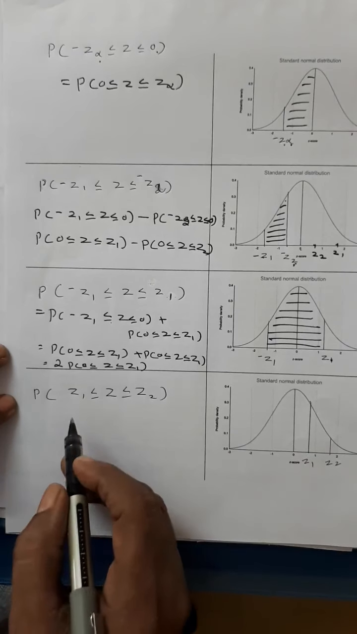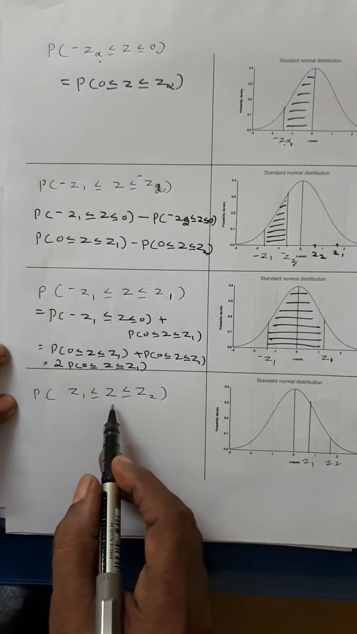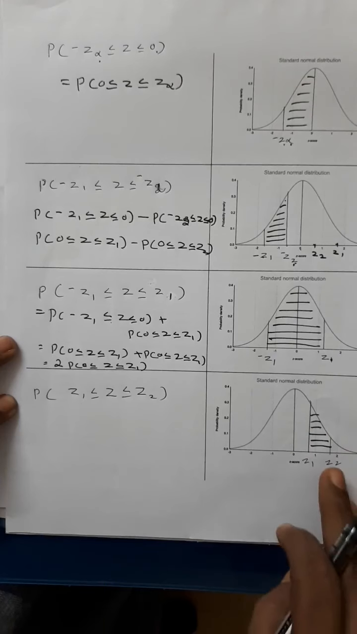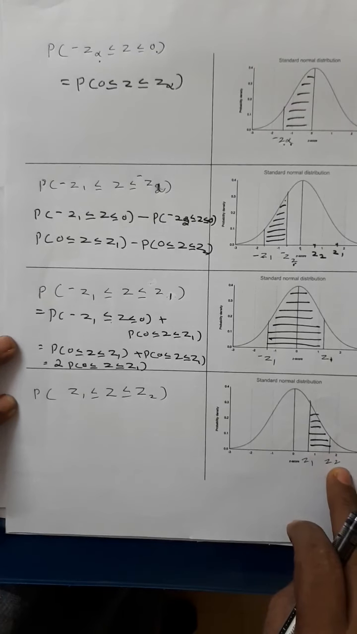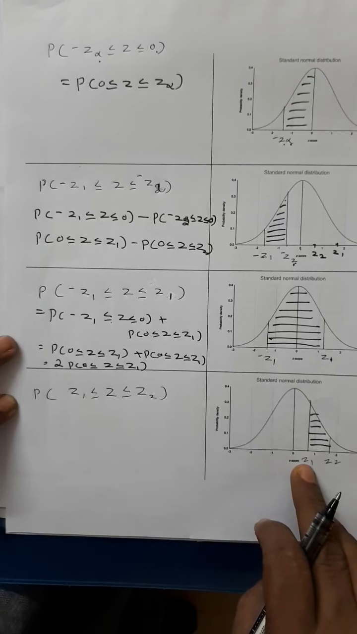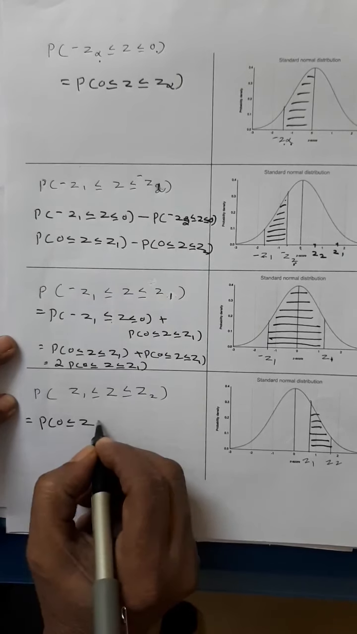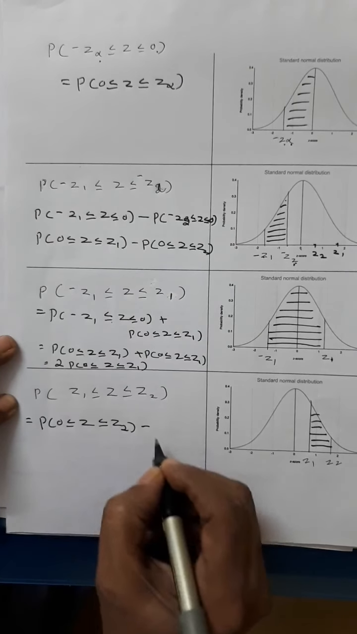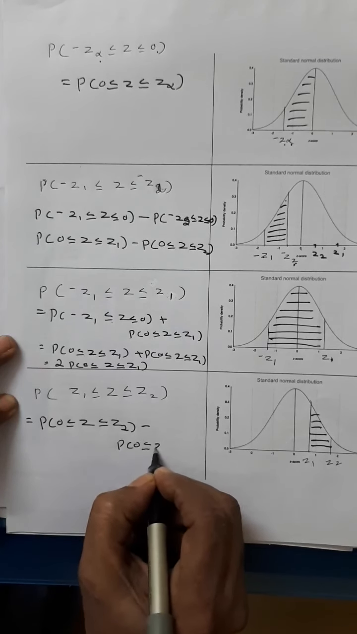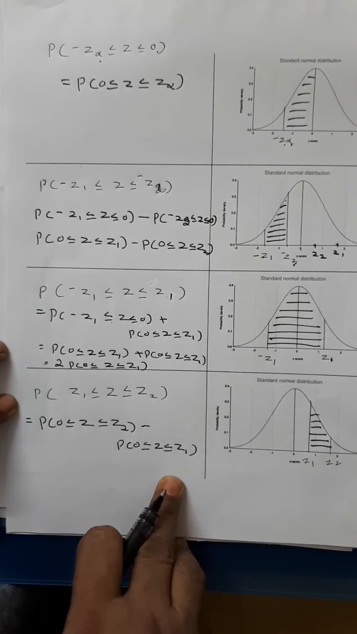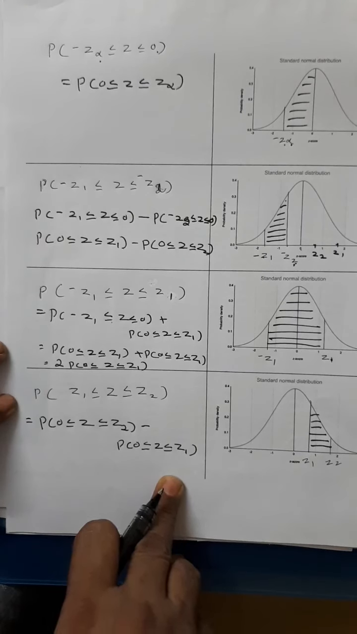Now we want to find the probability of z1 less than or equal to Z less than or equal to z2. This shaded region is the difference between the region from 0 to z2 and 0 to z1. So we can rewrite this as P of 0 less than or equal to Z less than or equal to z2 minus P of 0 less than or equal to Z less than or equal to z1, which we can calculate directly from standard normal tables. These are some basic procedures for dealing with standard normal tables.